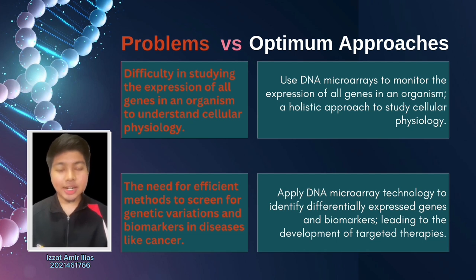Next, efficient screening for genetic variations and biomarkers in diseases like cancer is crucial for targeted therapies. DNA microarrays excel in identifying differentially expressed genes and biomarkers, paving the way for precise treatments and improved patient outcomes.